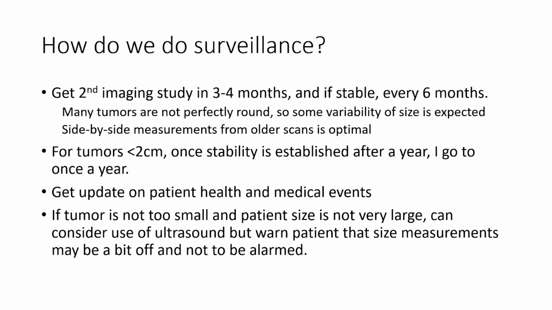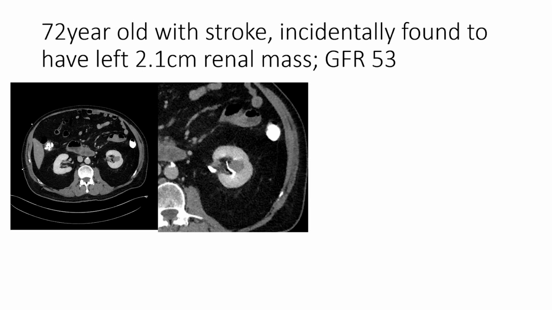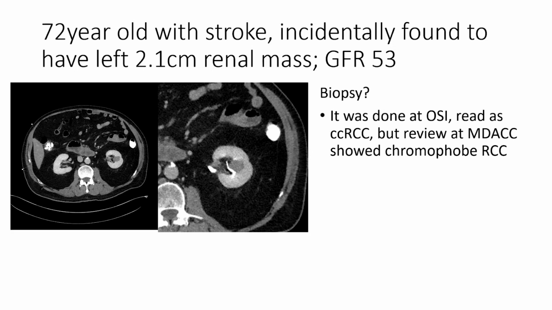Here's another situation, basically, of an elderly patient who had a stroke. They are incidentally found to have this 2-centimeter mass deep in the kidney. This is not going to be easy to treat. Kidney function is reduced, as is in many of our cases. So it's not like we can just take the kidney out. They're going to suffer significantly from loss of kidney function. Do we do a biopsy?